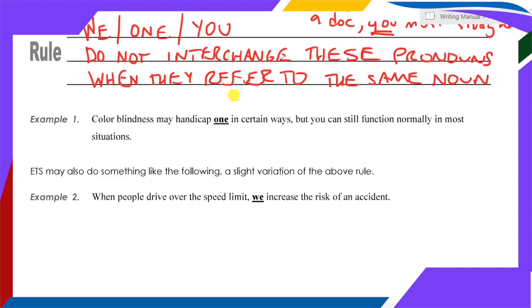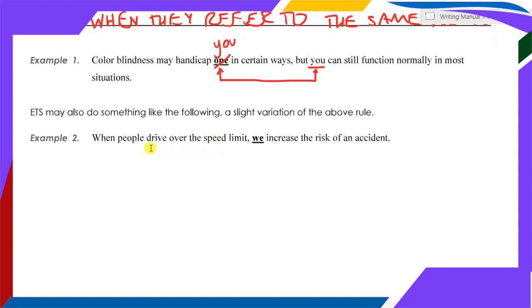So in example 1, color blindness may handicap one in certain ways, but you can still function normally in most situations. Well, again, what we've done is we have switched from one to you in this sentence, and we don't want to do that because we're talking about the same person who's colorblind and who is still able to function normally in most situations. So what we're going to do is change this one to a you so that our pronouns are now consistent. You, we, one.